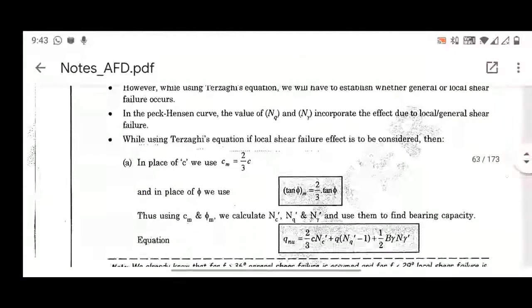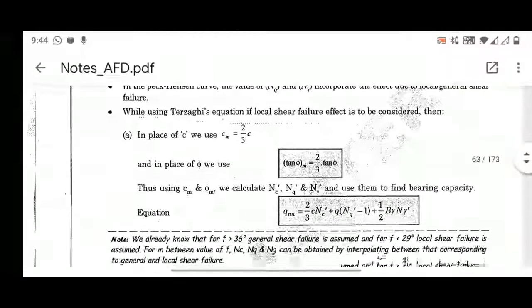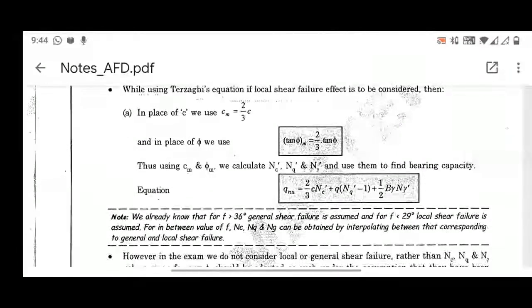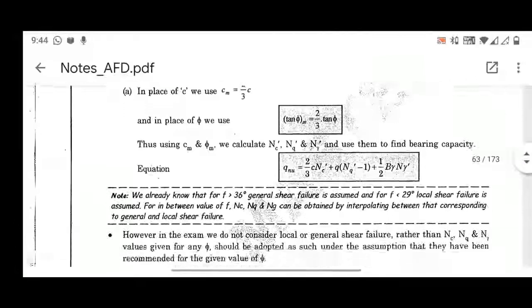Now, when you have local shear failure, you have to use the modified values of cohesion and angle of internal friction. The modified value of cohesion will be 2/3 of the cohesion that we are using, and the modified angle of internal friction is given by tan phi m, which is equal to 2/3 of tan phi. The net ultimate bearing capacity expression is written as 2/3 c Nc' plus q (Nq' minus 1) plus 1/2 gamma B N gamma'.